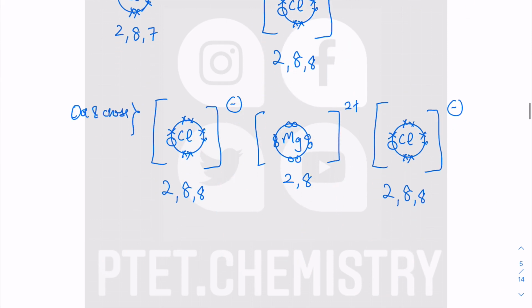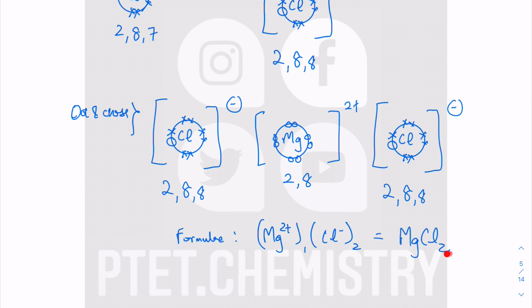So therefore, the formula, just by looking at this, will be 1 Mg2 plus and 2 of the Cl minus, and you will get MgCl2. The overall compound is uncharged, and you have Mg2 plus and Cl minus.